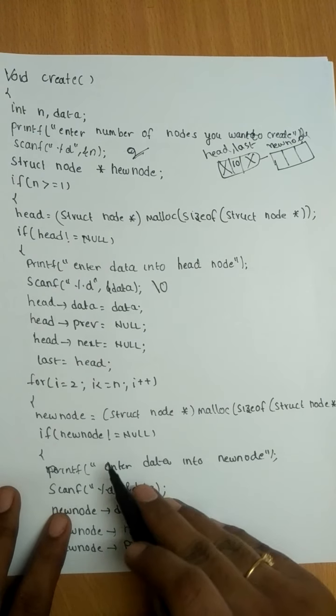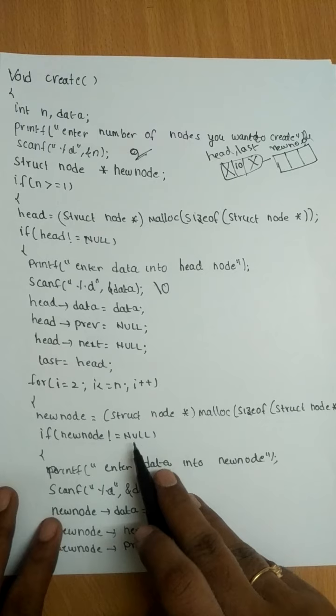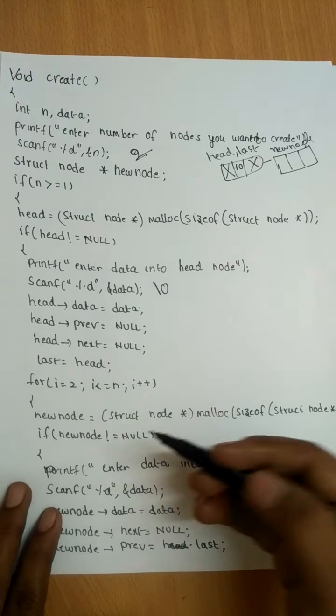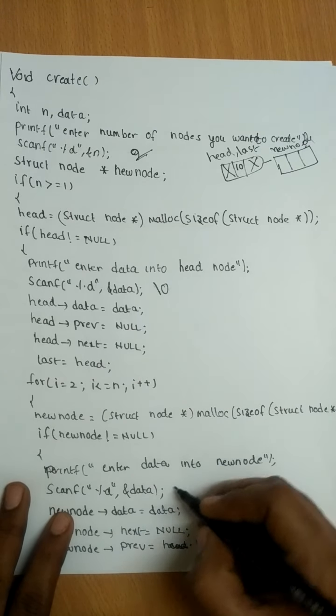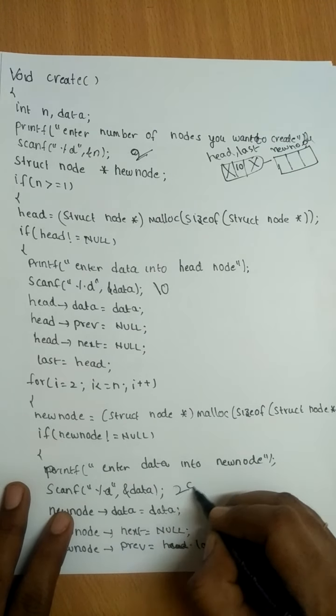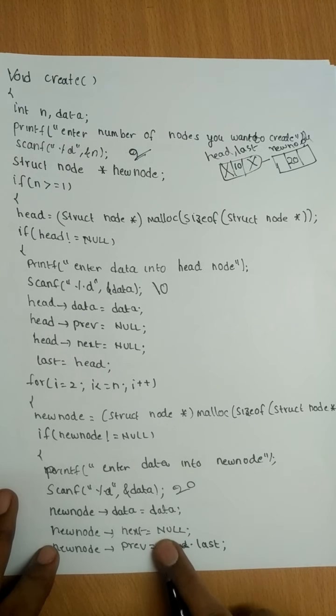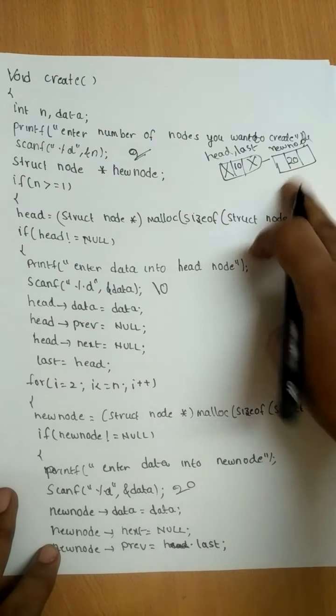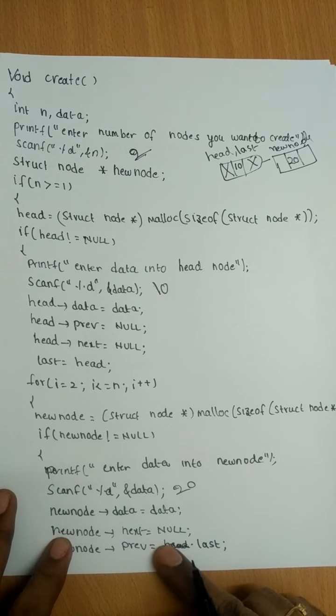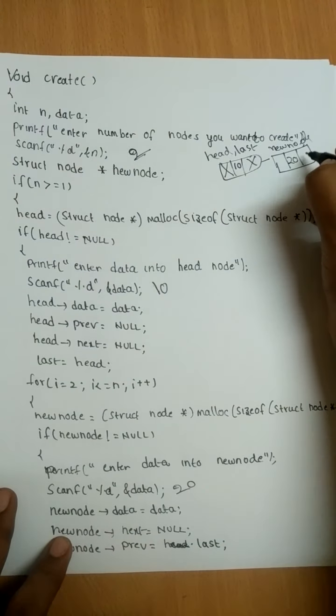If new node is not null, that means some memory is allocated to new node, then enter data into the data value and read the data value by using the scanf. If the data 20 is placed in the new node, new node of data equal data, and new node of next equal to null. This is the new node of next. Place this null in new node next.